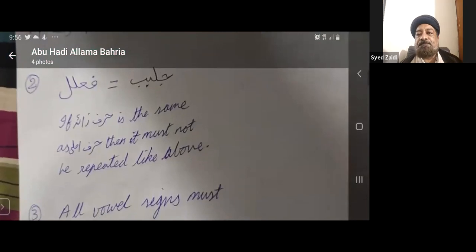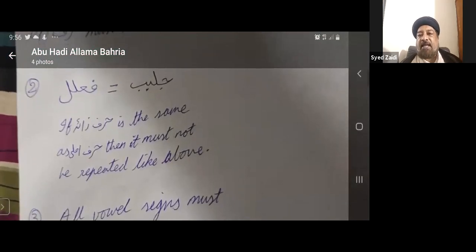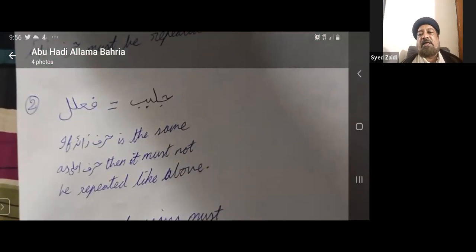In example number 2, if the harf zaid is the same as the harf asli, then it must not be repeated like above. What we did above, we repeated the harf zaid. Why? Because it was not the same as the root letters. In alim, fa'il, ayn lam mim, alif was different from the root letters. Therefore, that harf zaid was repeated in fa'il. So it was fa'il. But here you see jalbaba, 2 letters in the end.